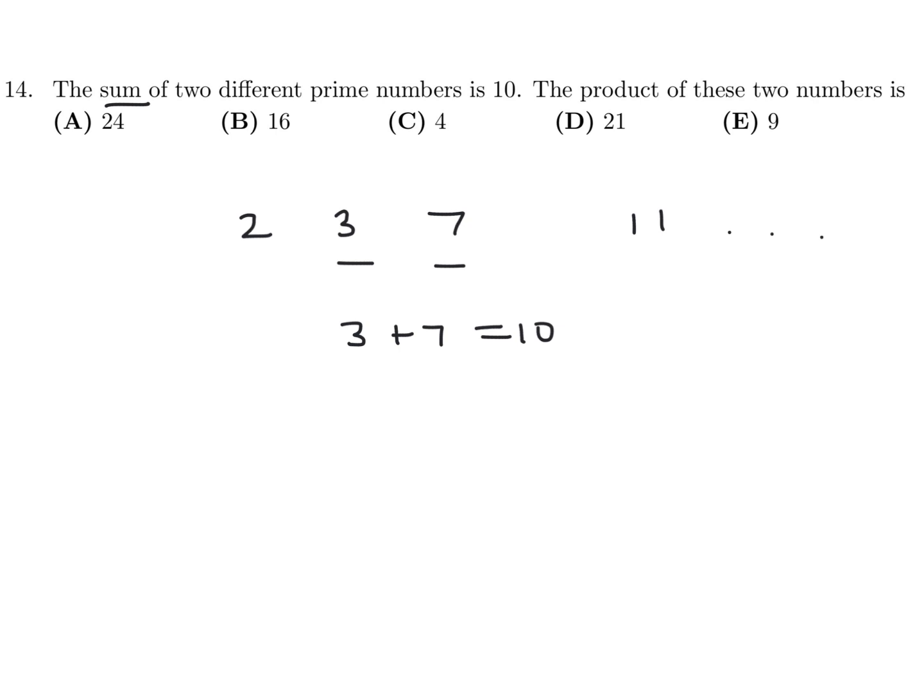Then they're saying, what is the product of those 2 numbers? Okay, well, the product of 3 and 7, 3 times 7, is 21. And that's all they're getting at here. So 14, the answer would be D.